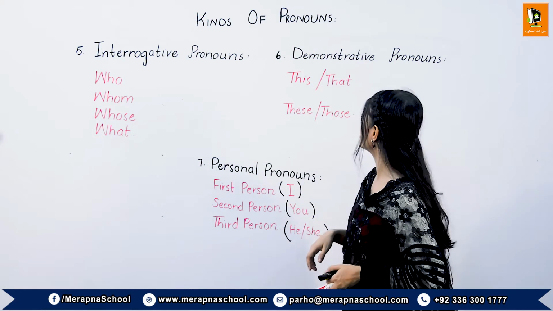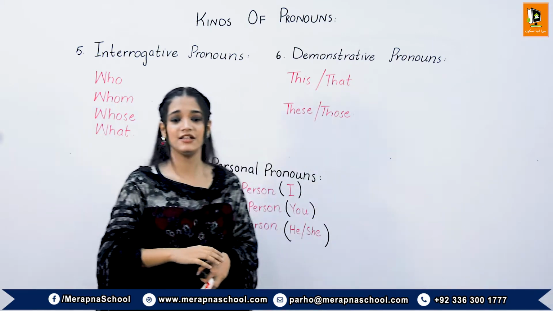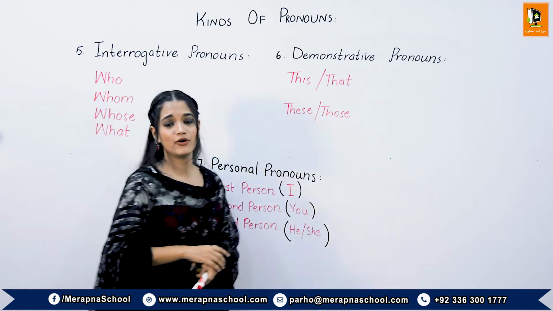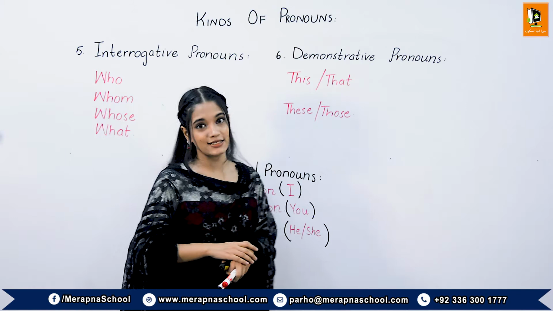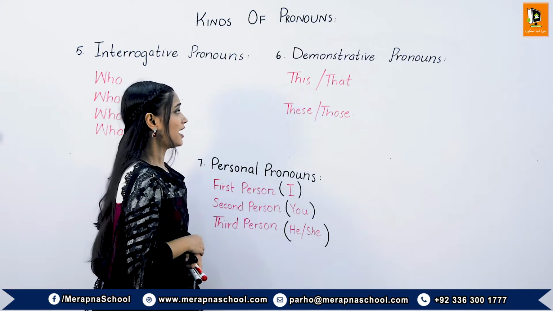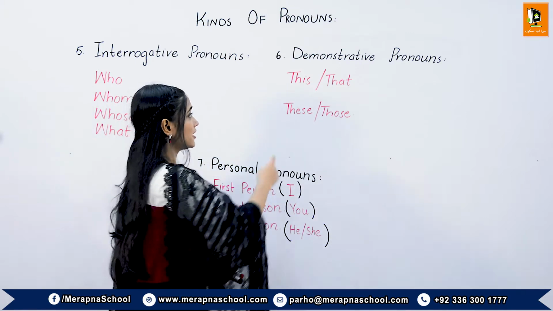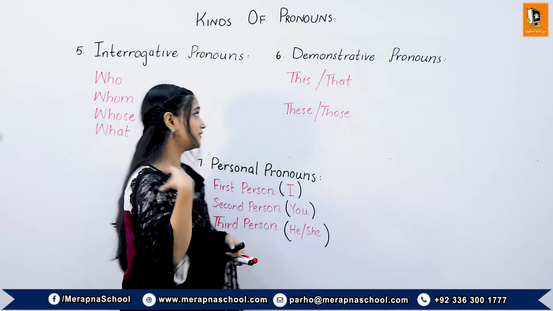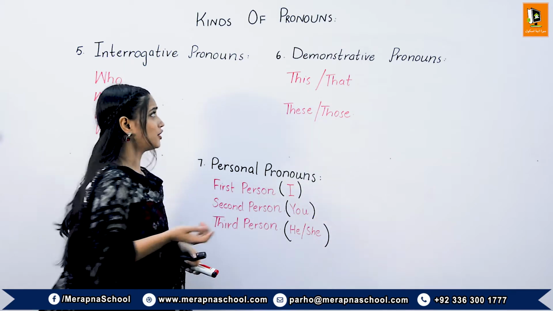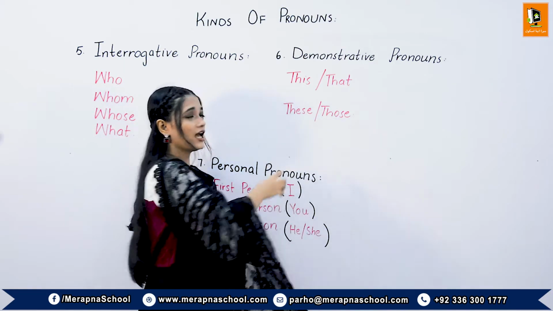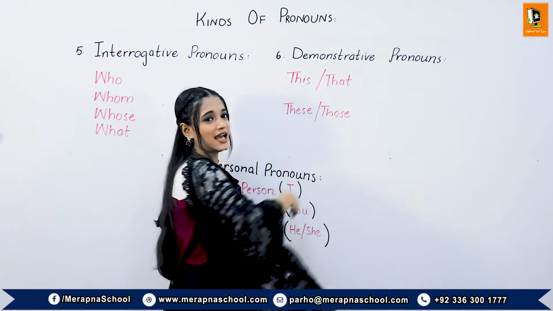Now, moving on to the demonstrative pronouns. Demonstrative pronouns identify specific nouns or pronouns and are used as subjects as well as objects. For example, this, that, these, those. For singular, we use this and that, and for plural, we use these and those. For things which are near, we use this and these. And for things which are far away, we use that and those.